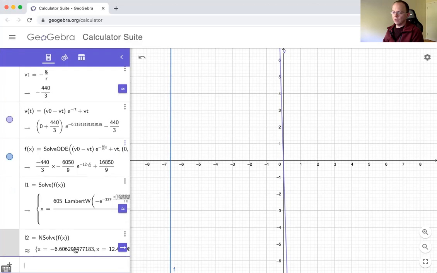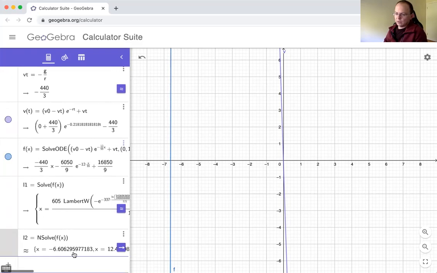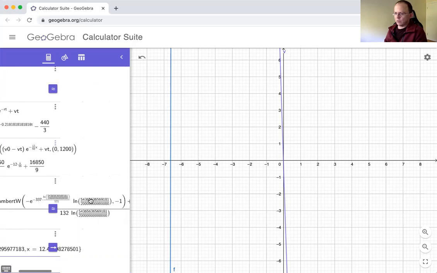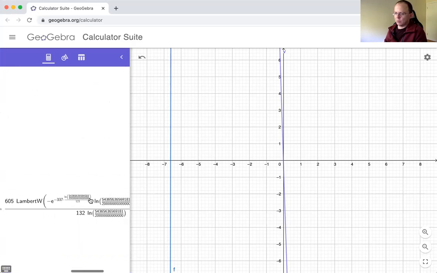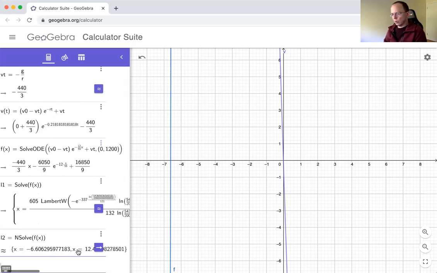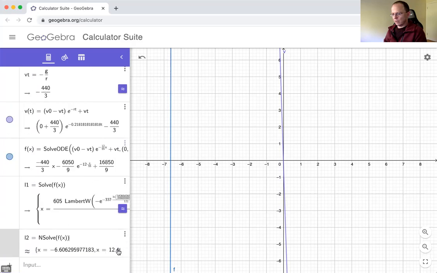There we go. Okay, so the first value, that's a numerical solve. That's what n solve means, numerical solve. Whereas this one was giving me the exact solution, and it has this Lambert W, which I don't know what that is. So the first x that it gives us is a negative value, but we're looking at positive time, so that would be this value right here.